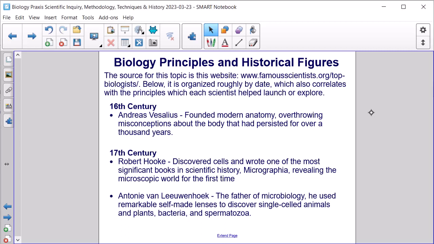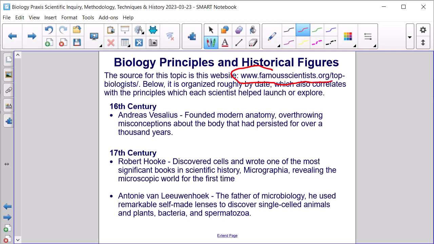Biology principles and historical figures. The source for this topic is this website here, www.famousscientists.org, and we're looking at top biologists. Below, it's organized roughly by date, which also correlates with the principles which each scientist helped launch or explore.